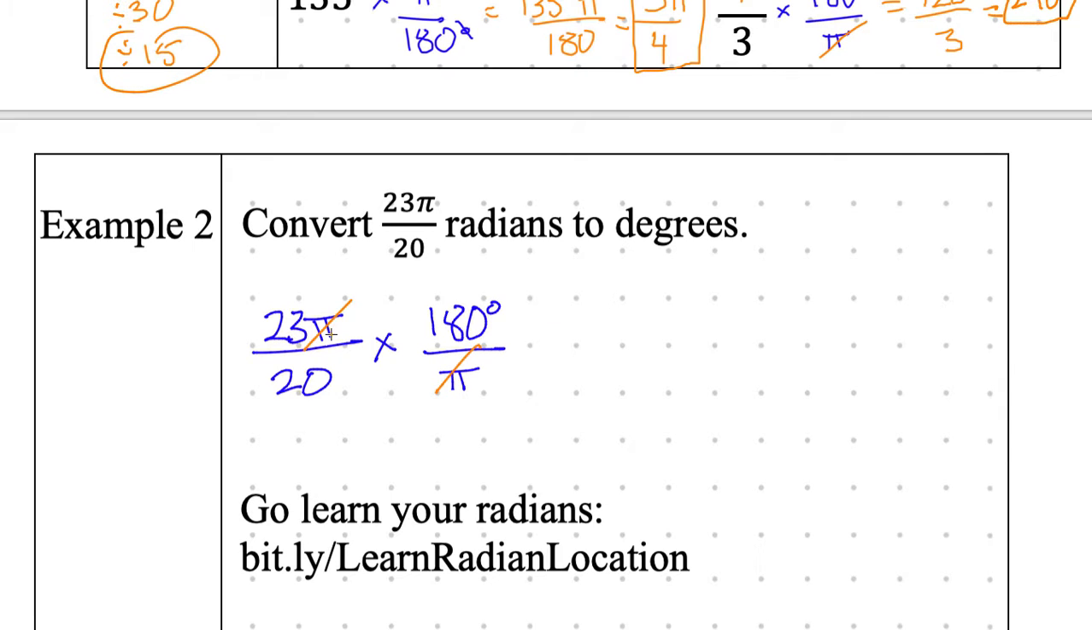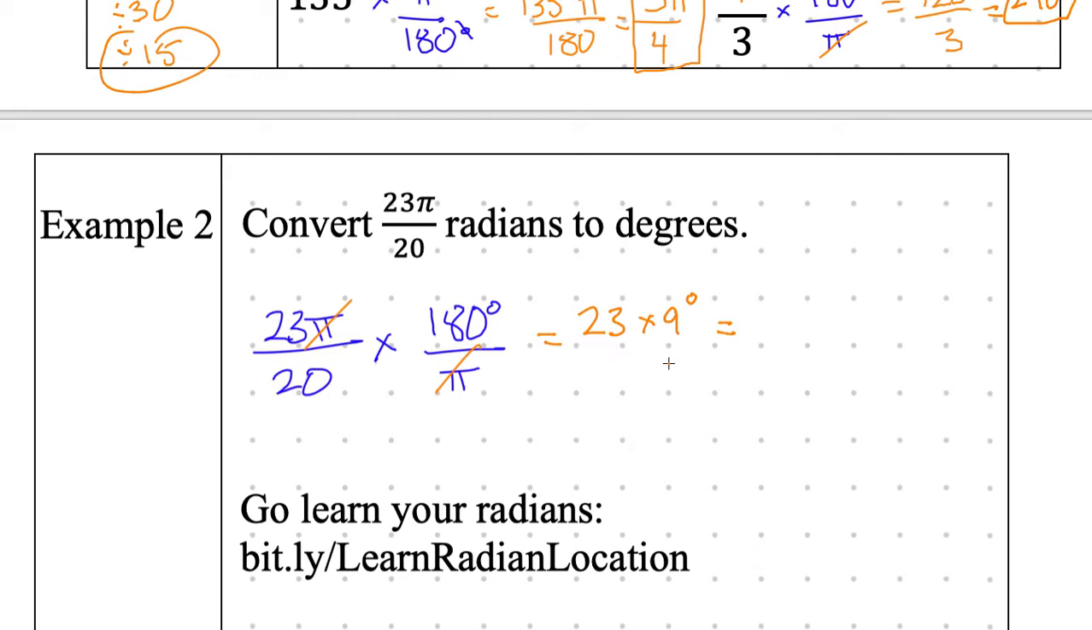Let's just go free for all. Yell them out. You multiply 23 by 180. Let's go ahead and divide these, right? What's 180 divided by 20? 9. So this is going to be equal to 23 times 9 degrees.